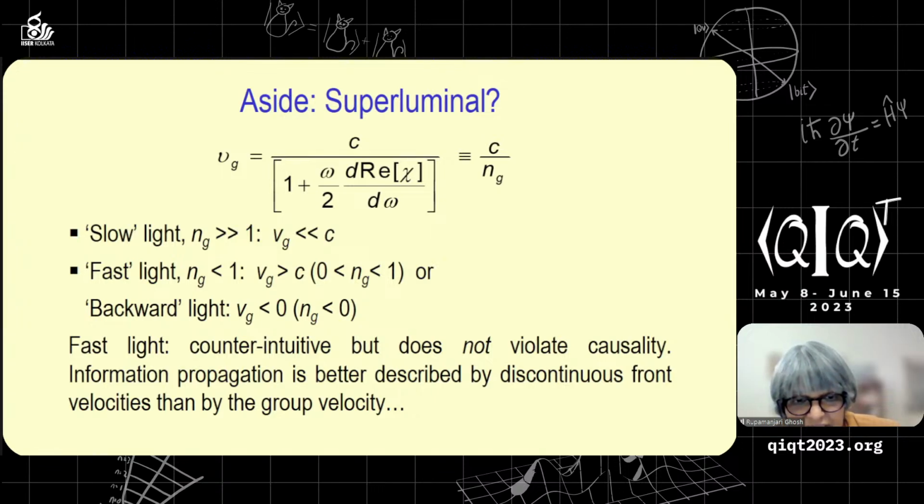So this is really very counterintuitive, and you would think that such fast light or superluminal propagation is not possible because that would violate causality. What requires a lot more work and rewriting of textbooks is to say that group velocity actually does not carry information. Information propagation is better described by some discontinuous front velocities when you turn on the coding. And so therefore, group velocity becoming greater than c does not violate Einstein's causality. I'll not get into the details of it today, but this is something you can look up.